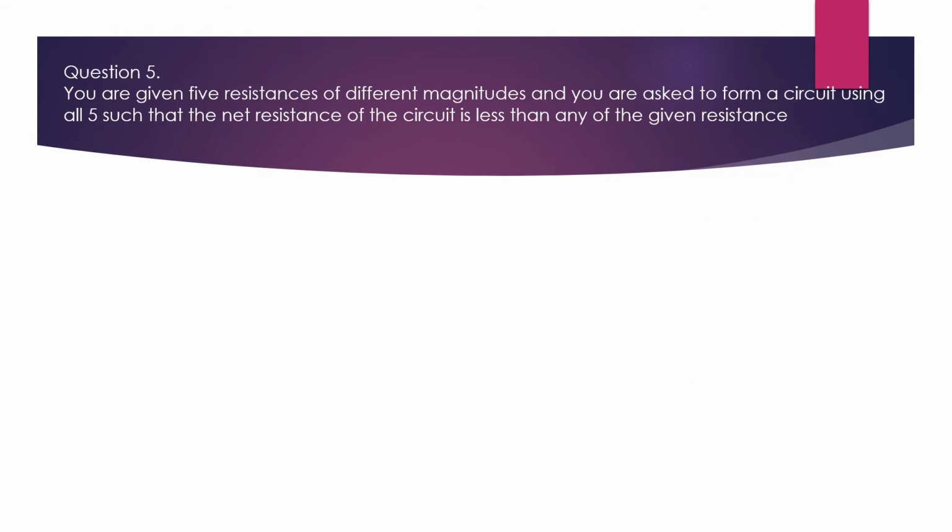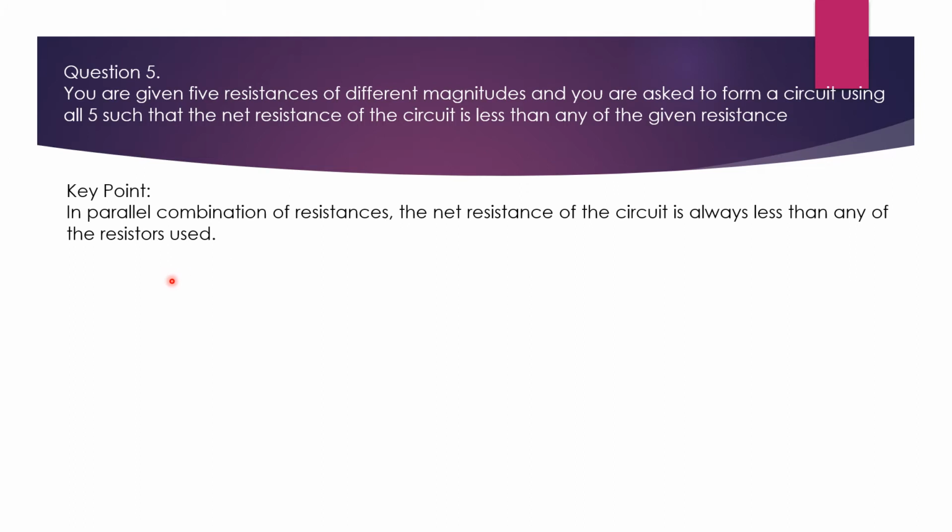Now, question number 5. You are given 5 resistances of different magnitudes and you are asked to form a circuit using all 5 such that the net resistance of the circuit is less than any of the given resistances. Now, the key point here is, in a parallel combination of resistances, the net resistance of the circuit is always less than any of the resistors used in the circuit.